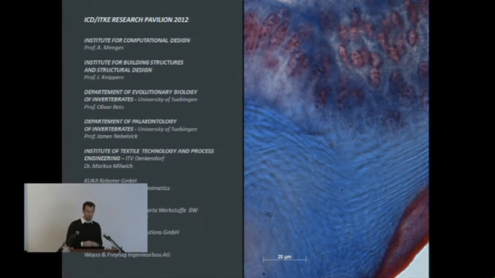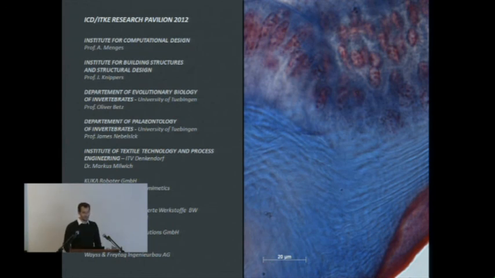So this is not fully finished yet, but I think it's still interesting to introduce to make the point. This is again a collaborative undertaking of researchers and students of my institute, the Institute of Jan Knippers, but in this case also involved biologists from the departments of evolutionary biology and paleontology of invertebrates at the University of Tübingen, and textile and composite engineers from the Institute of Textile Technology and Process Engineering, ITV Denkendorf.